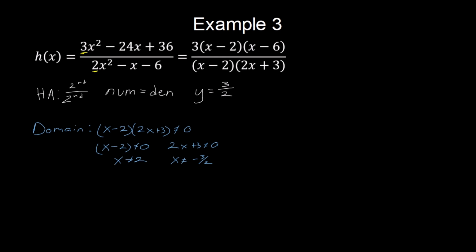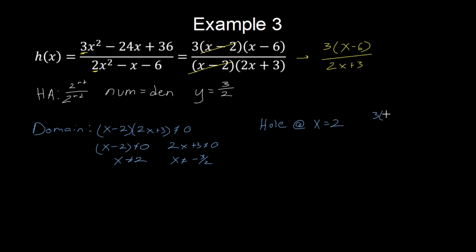Let's go ahead and find out if anything cancels out, which it does, leaving us with a simplified version of 3 times x minus 6 over 2x plus 3. Because something canceled out, we know that we do have a hole. So here we have a hole at, well, this is the one that canceled out, so a hole at x equals 2. Let's go ahead and find that y-coordinate.